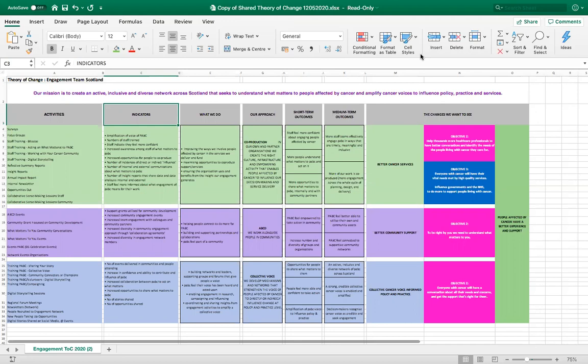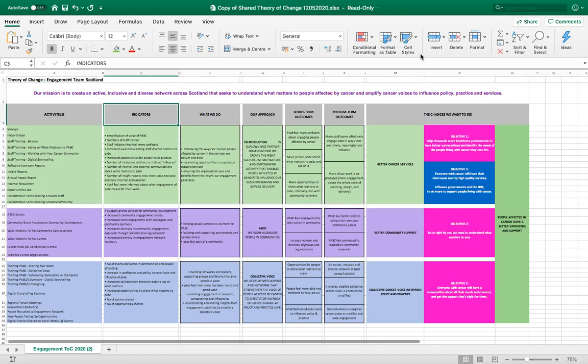You'd expect to see those activities at the beginning. So what it is that you're delivering behind the scenes to make everything happen, right through to the change that you're trying to achieve in the short and medium term, right through to what that ultimate impact is, going from left to right. So that's really clear and logical.